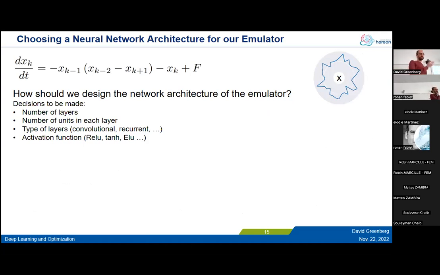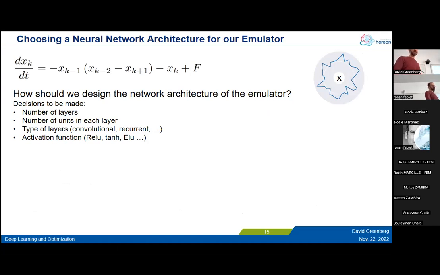What are the considerations and the degrees of freedom that we have in designing that? I mean, the standard neural architecture questions: the number of layers, how many units in each layer, and what are their activation functions, ReLU, TANH, ELU? And, of course, we can just think of this as some big data-centric problem, and do hyperparameter tuning. We can see what works and what doesn't.